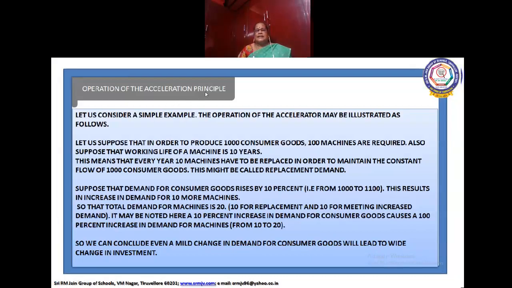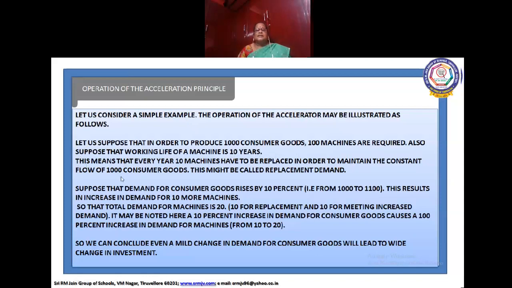Operation of the accelerator principle. Let us consider a simple example. The operation of the accelerator may be illustrated as follows. Let us suppose that in order to produce 1,000 consumer goods, 100 machines are required. And also, suppose that the working life of a machine is 10 years. 1,000 consumer goods, 100 machines, and 10 years.